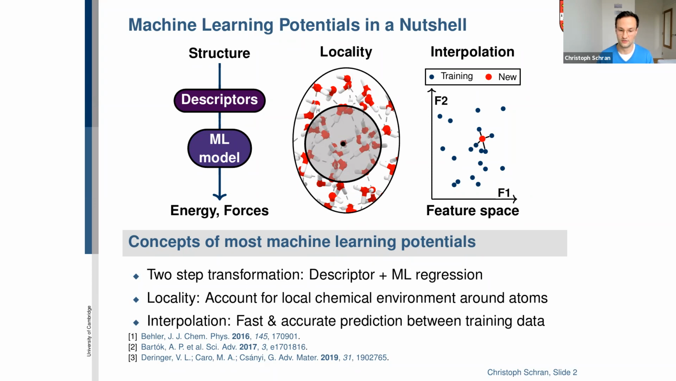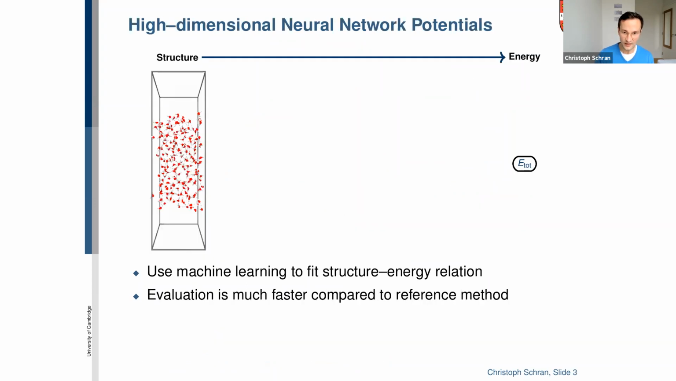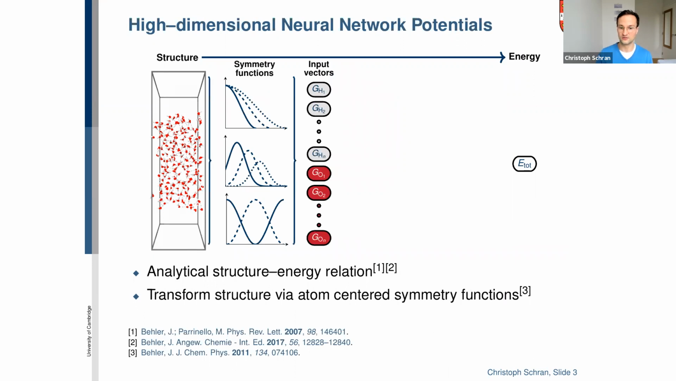I will touch on how you can automate this process based on active learning concepts in today's talk. The kind of machine learning method I'm usually applying is the high-dimensional neural network potential formalism pioneered by Jörg Behler. The main job of representing the structure-energy relationship, as you have already seen in Long's talk on Monday, for example, is done by a two-step procedure of first transforming your coordinates into these input vectors based on so-called atom-centered symmetry functions.